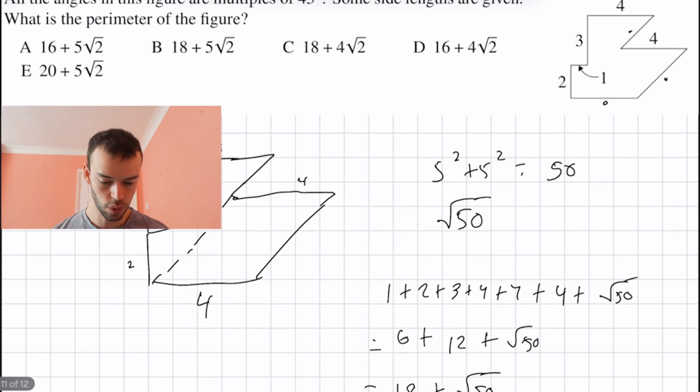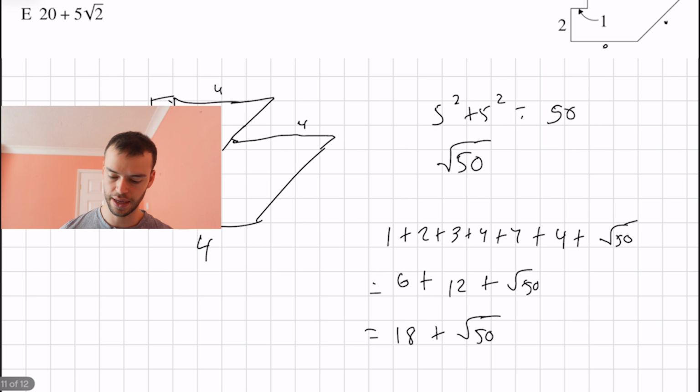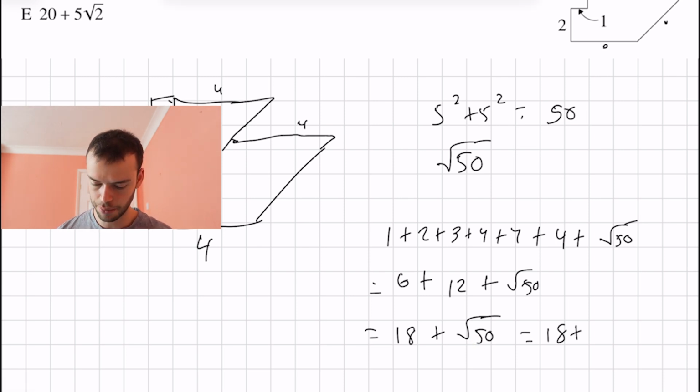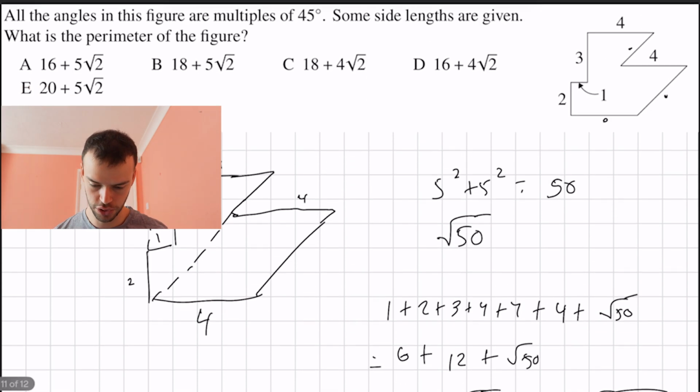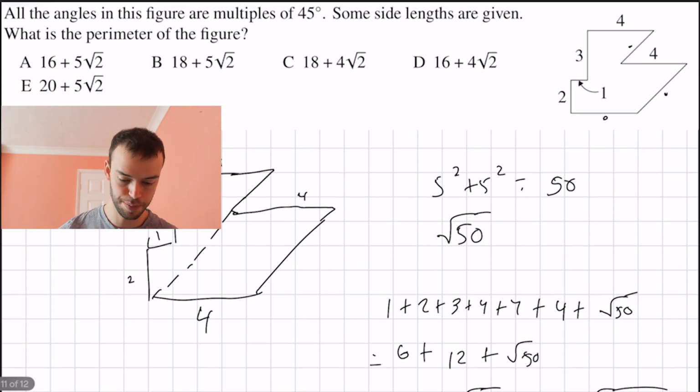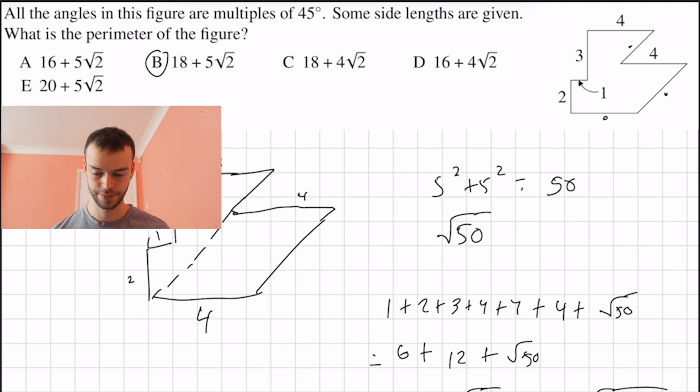Cool. Still not one of these, but I can simplify this third down. This just equals 18 plus root 25 times 2. And since 25 is 5 squared, I can take that 25 out of the square root, and it becomes 5 root 2. Now, is this a possible solution? Yes, it is. It is B. Therefore, our answer is B, and we are done.